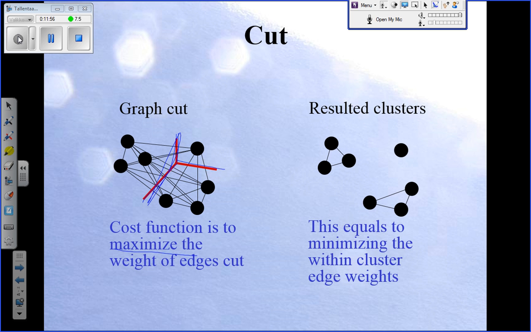Okay, if we have Euclidean space and if we calculate the sum of squared errors, this actually equals minimizing the within cluster distances. Because if you remember where these links come from, if we calculate the squared Euclidean distance, they are just the distances. And then all what we cut away, we have a complete graph. What is remaining are the links inside the cluster.